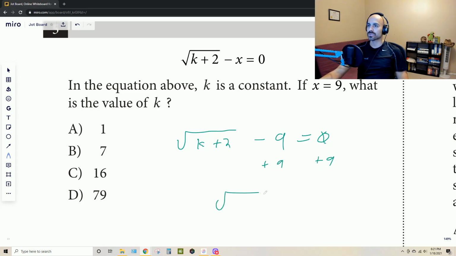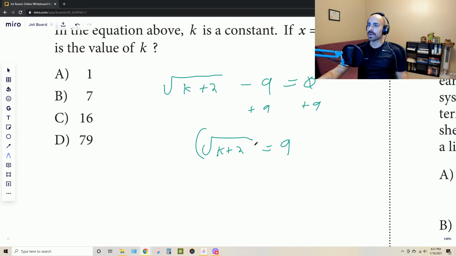So what that means is I'd rather just add 9 to the other side. And now I have the square root of k plus 2 is equal to 9. Now to get rid of that radical, I will want to square both sides.